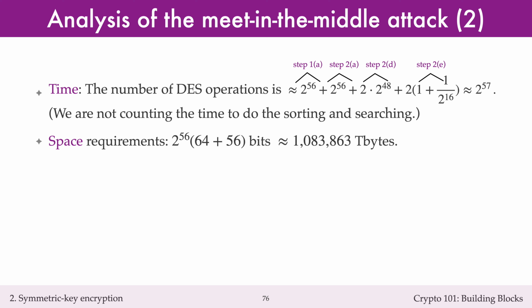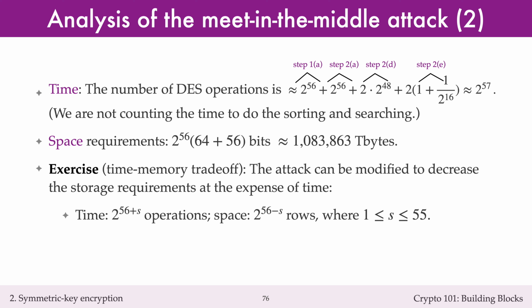Even though the adversary might have 1,000,000 terabytes of disk storage at her disposal, accessing 1,000,000 terabytes of storage would slow down the attack. And so one might question whether the meet-in-the-middle attack on double DES is indeed cost-effective, and in particular, less costly than exhaustive key search on double DES. To address this concern, I'll mention that there is a very nice time-memory trade-off in the meet-in-the-middle attack on double DES. The attack can be modified to decrease the space requirements at the expense of increasing the running time.